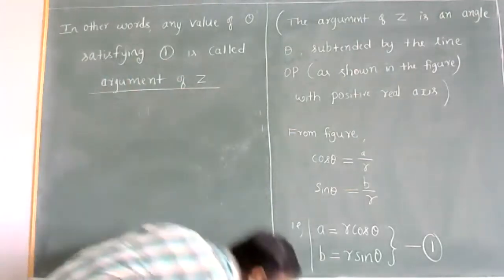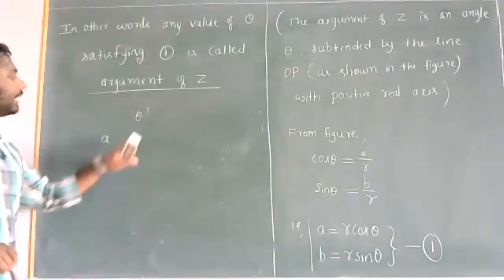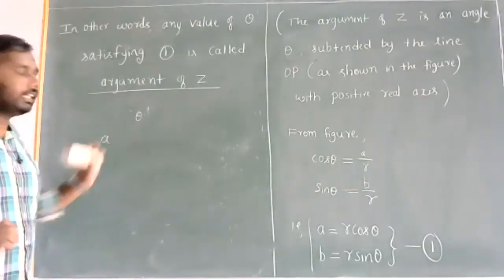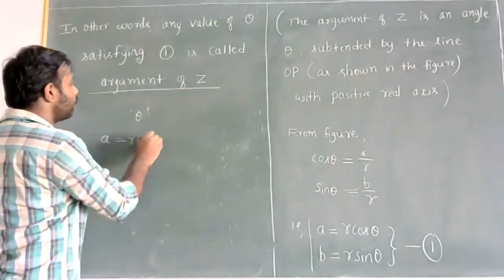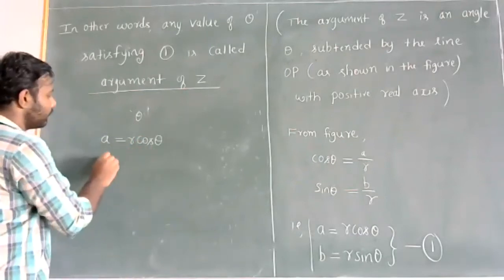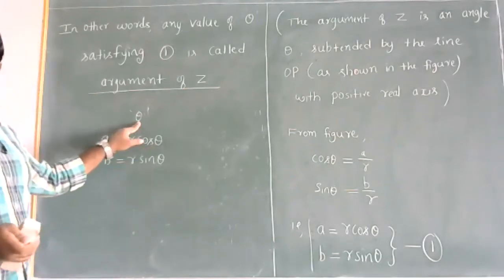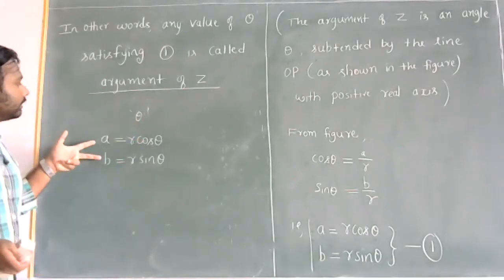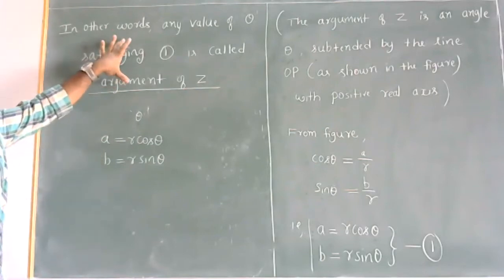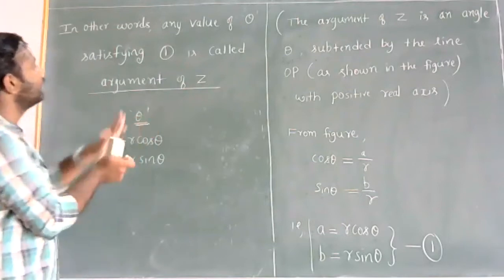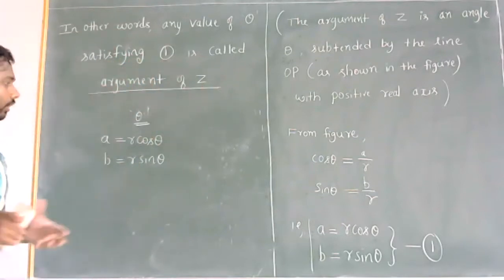Now, if theta is argument of Z, assume that A is equal to R cos theta, B is equal to R sin theta. So if theta is an argument value, then these two equations get satisfied. So if I say theta is argument of Z, then it should satisfy equation 1.